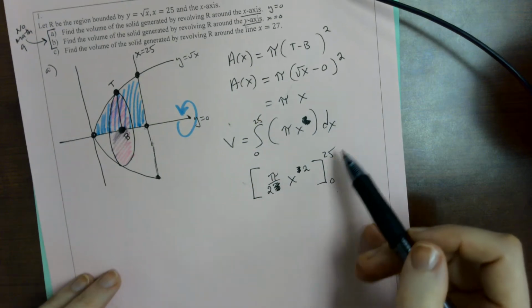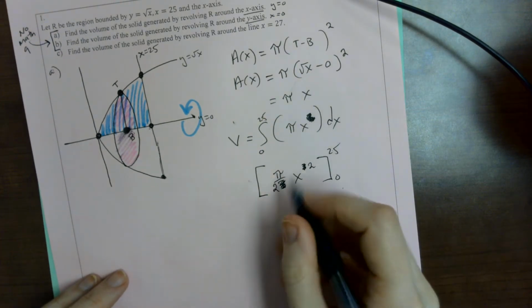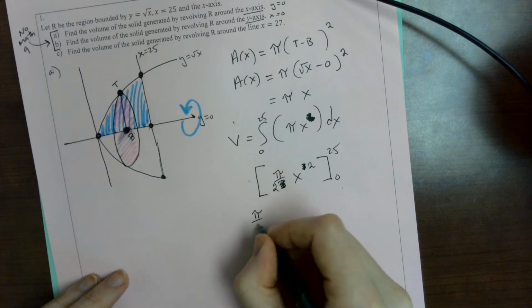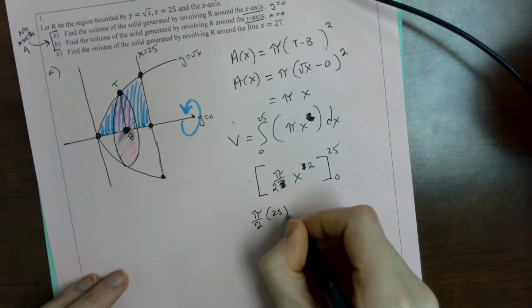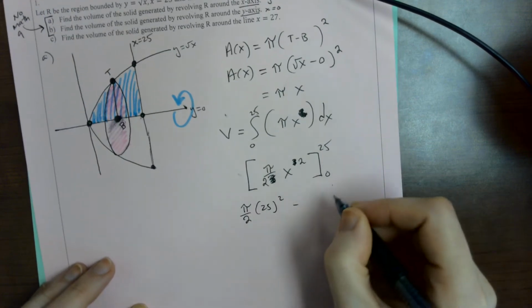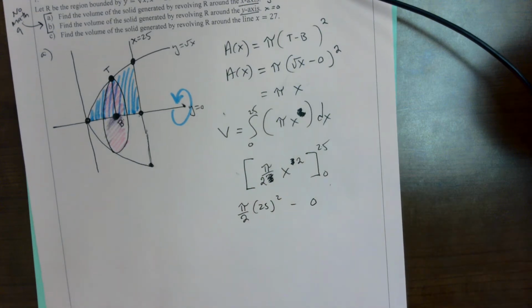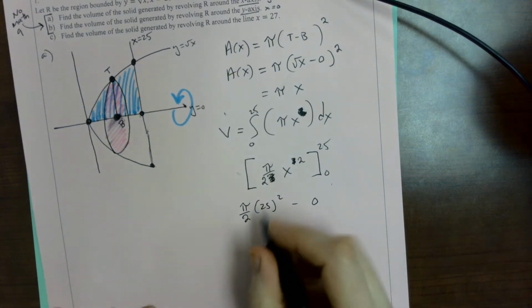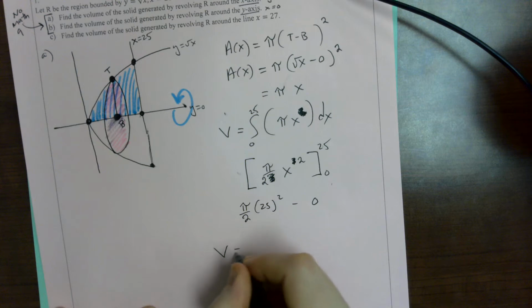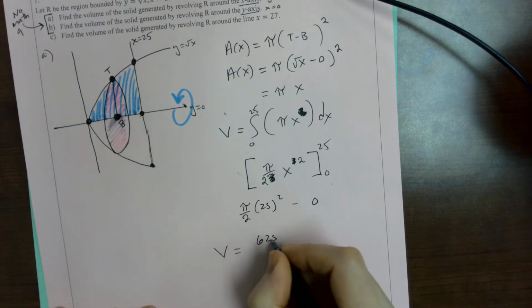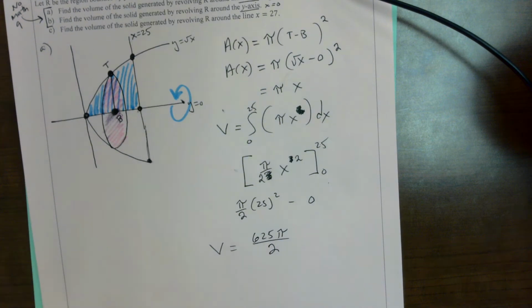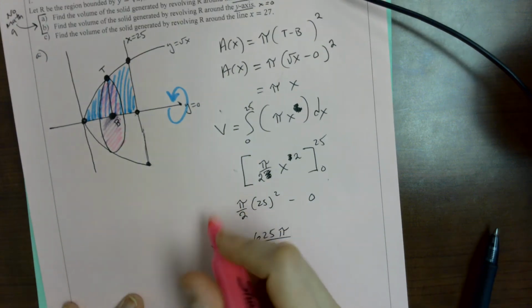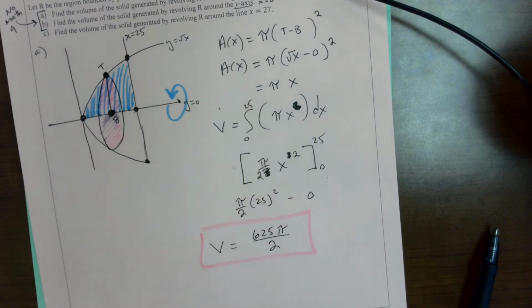Okay, then you plug 25 in, so this is pi over 2 times 25 squared, minus, you plug 0 in, and that's just 0. So what you end up getting is that the volume is 625 pi over 2. All right, so that is the answer to the first one.